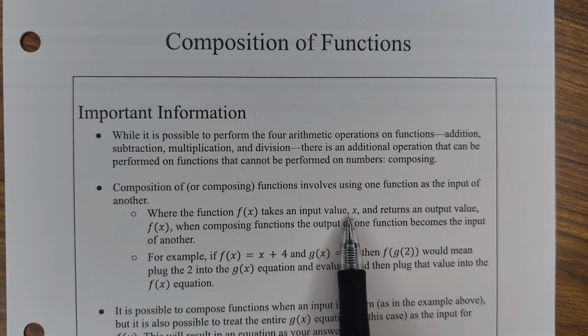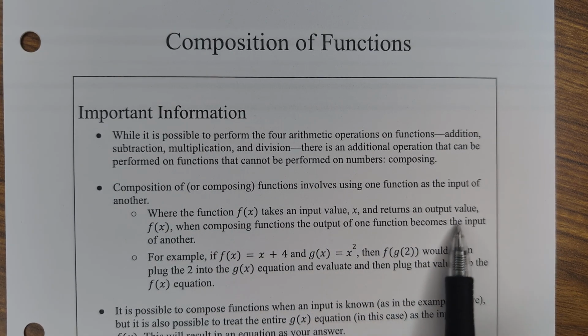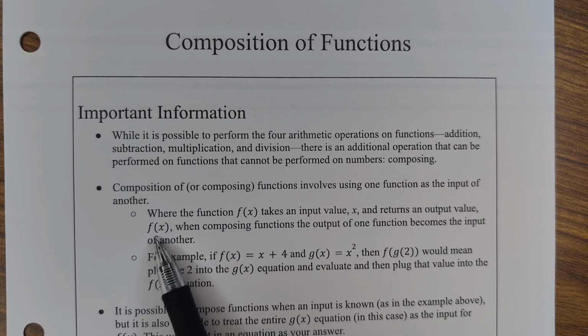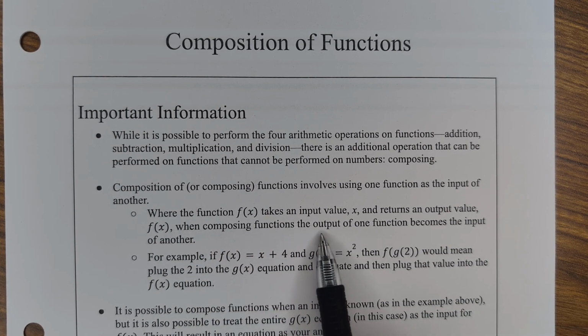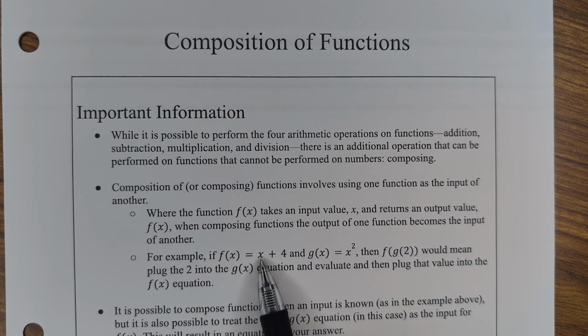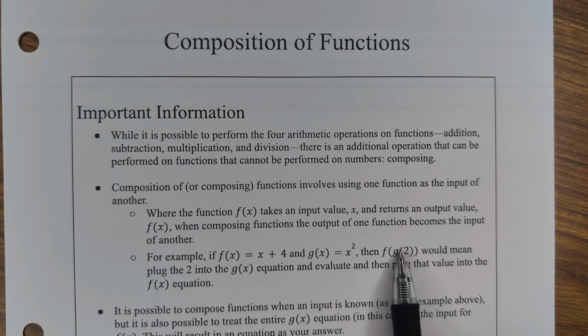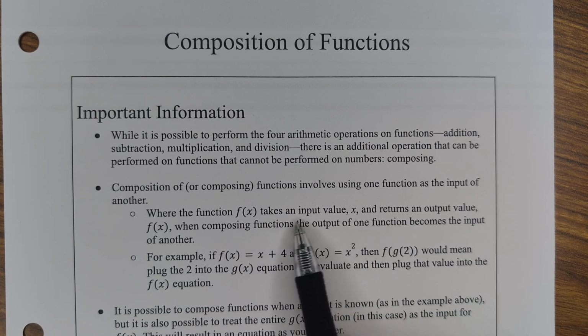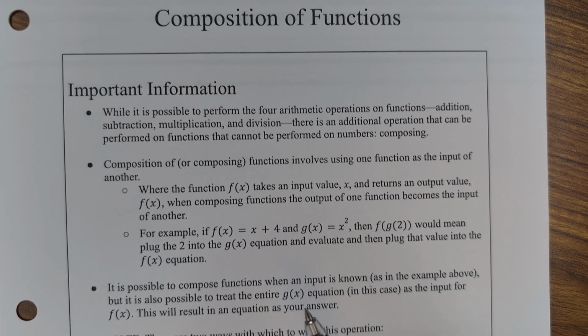So f of x takes some input value x, any number, and returns an output value, which is called f of x, usually our y value. When you're composing functions, the output of one function becomes the input of the next. For example, if f of x is x plus 4 and g of x is x squared, f of g of 2 would mean plug the 2 into the g of x equation, so 2 squared, and then plug that value into the f of x equation, so 4 plus 4 is 8. So f of g of 2 would equal 8. Plug 2 into g, 2 squared is 4, plug that number into f, 4 plus 4 is 8.